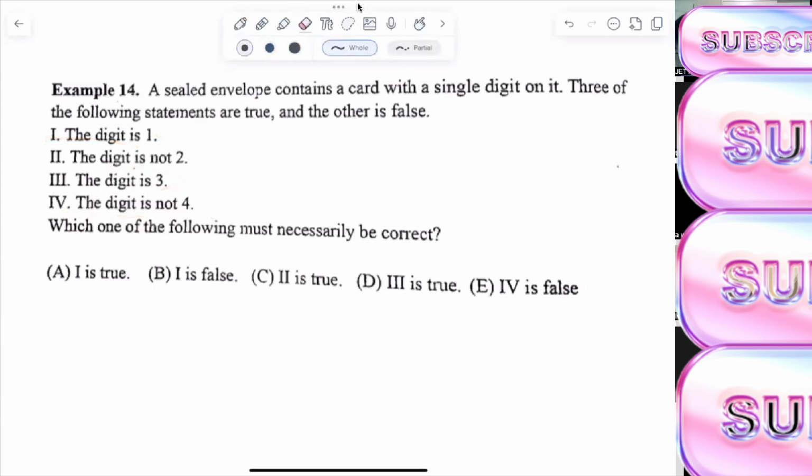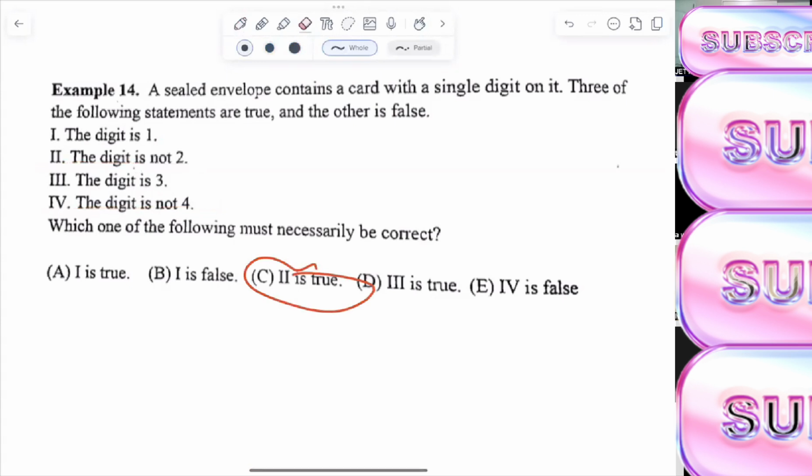And without using case work, you can see from this, there are two possibilities. The digit is not 4, and the digit is not 2. So I'm saying that the digit is not 2 is necessarily correct. And from there, we don't see 4 is true, so it means that C or 2 must be true.